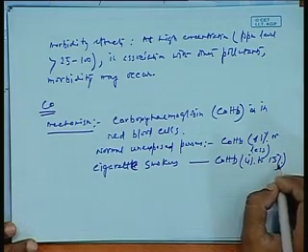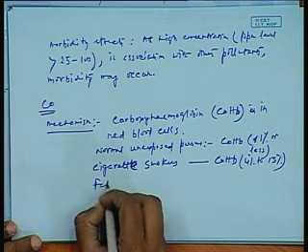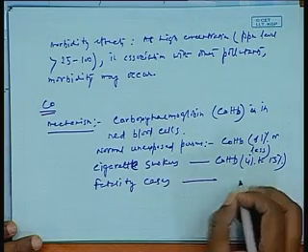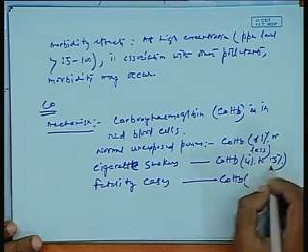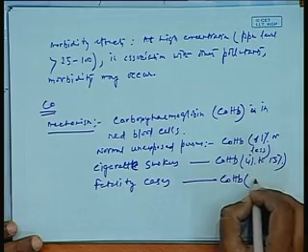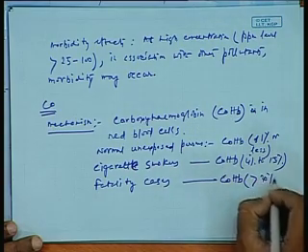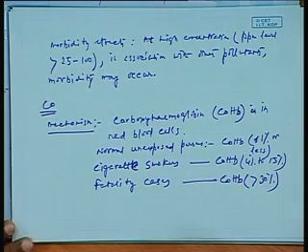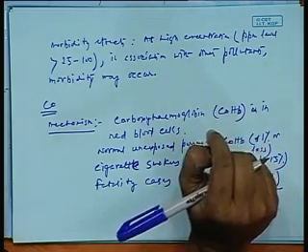So here it is, cigarette smokers, mostly about that. Then the fatality cases: normally the fatality cases start at around 30% COHB. Carboxyhemoglobin related fatalities begin to take place at levels more than 30%. Say the typical thing is oxyhemoglobin.